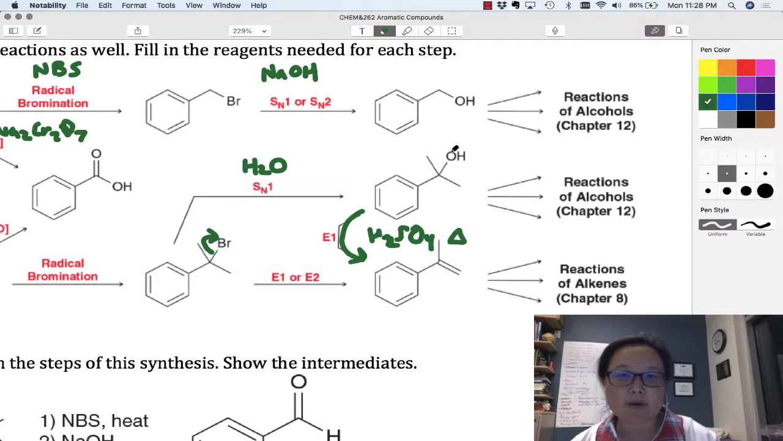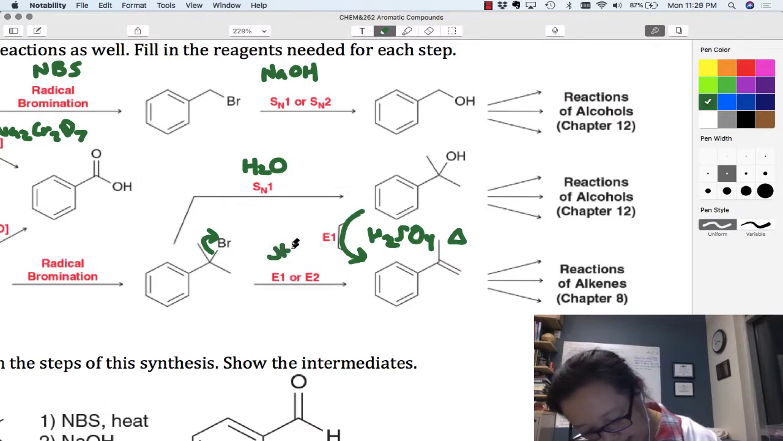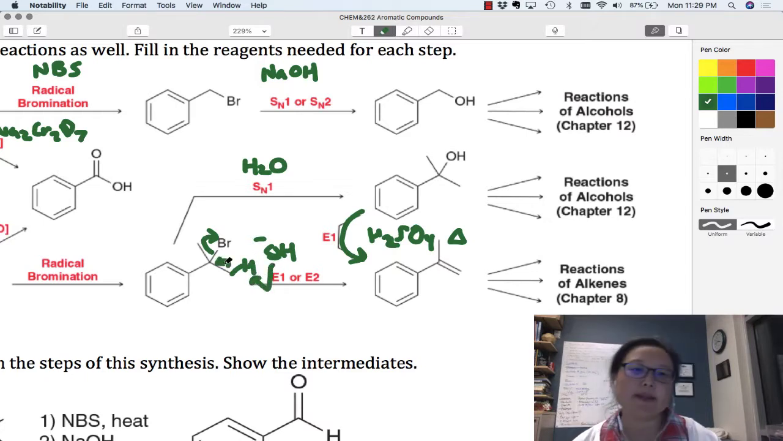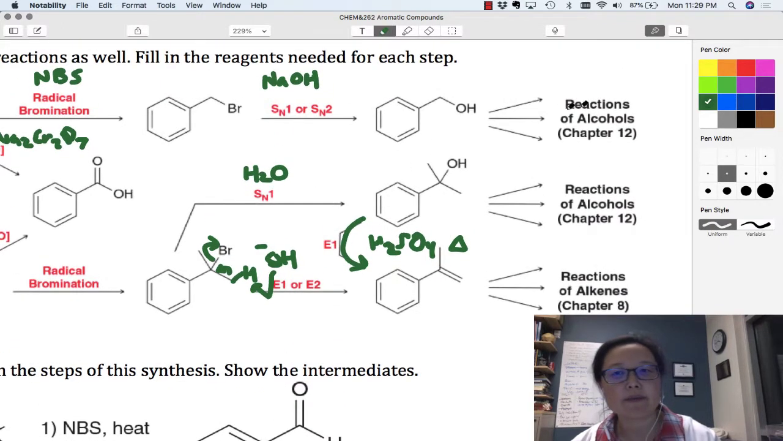So remember, this gets protonated, and then a base comes and water leaves after a pi bond is formed there. And then for E2, we could have a strong base like hydroxide come and grab this H, form a pi bond, and then have the bromine leave. So that's an E2 reaction here. Just remember, alcohols was from chapter 12, alkenes chapter 8.